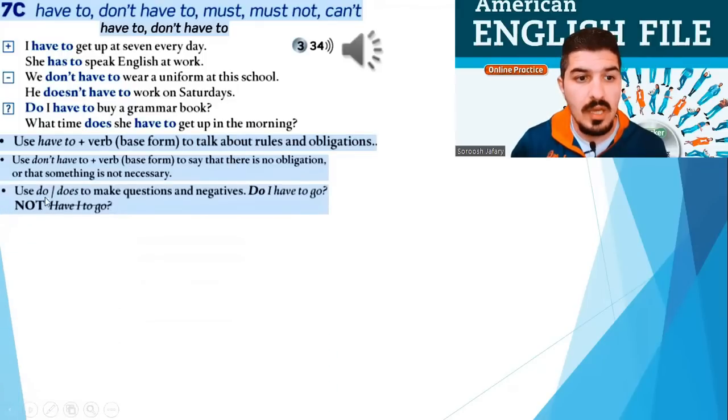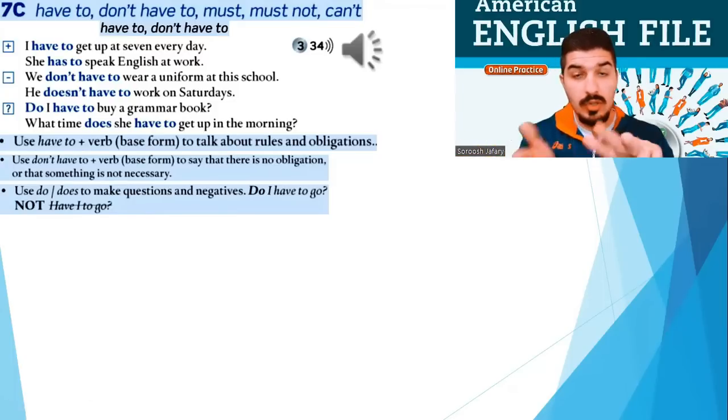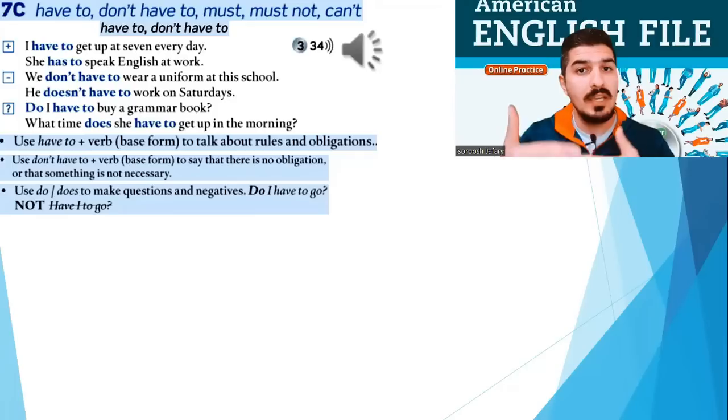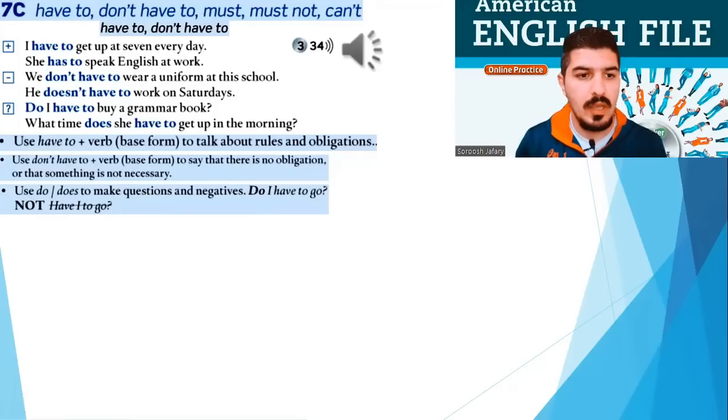Okay? Use do or does to make questions and negatives. For example, do I have to go? All right? Or he doesn't have to work on Saturdays. So you make negatives or you switch. Do I have to buy a grammar book? I have to buy a grammar book. Do I have to buy a grammar book? All right? That's how you make it into a question.